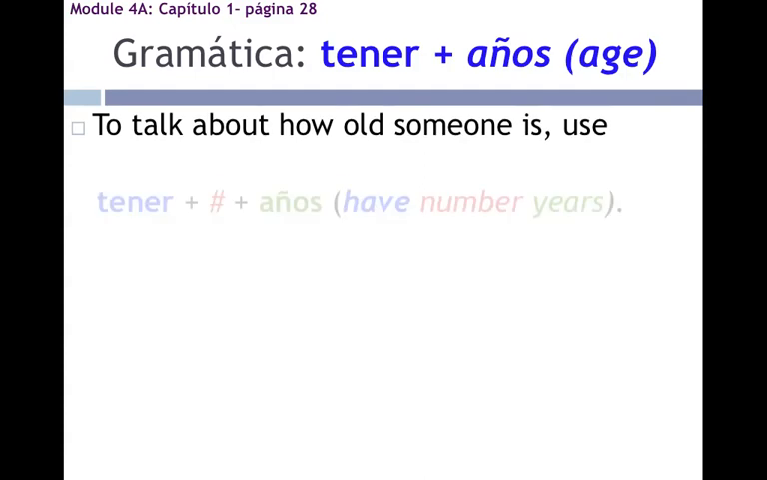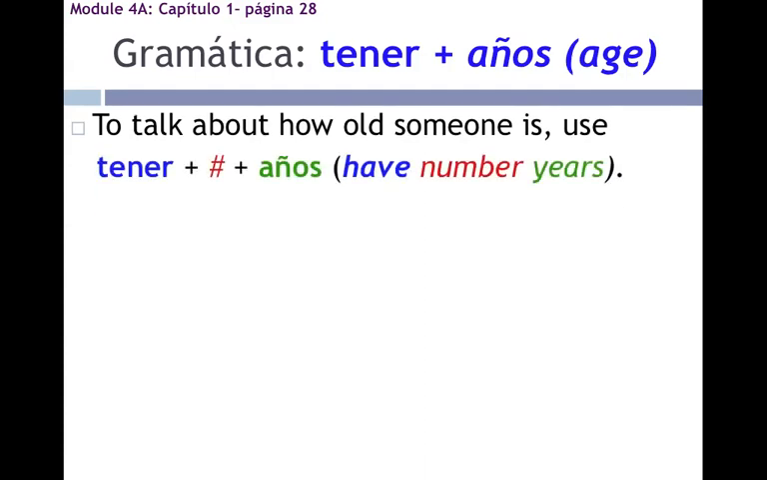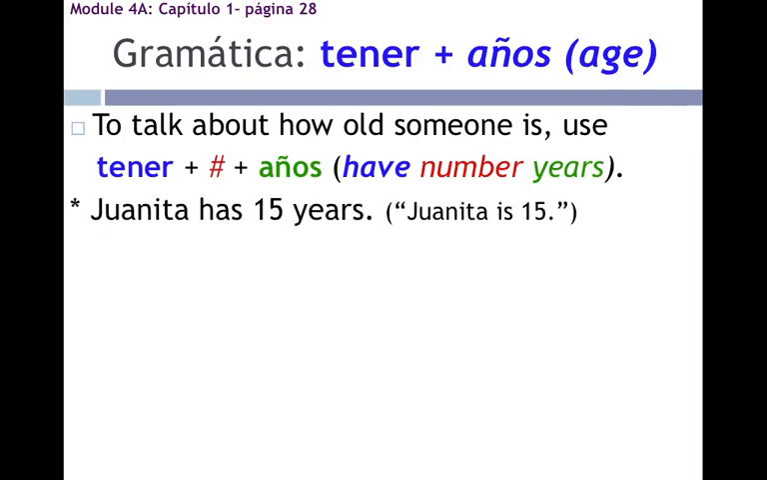Now let's talk about tener plus años, to give age. To talk about how old someone is, you use tener plus the number plus the word años. So a person has a certain number of years. Por ejemplo, Juanita has 15 years. We would say Juanita is 15. But if you said that in Spanish, Juanita es 15, you would have just turned Juanita into the number 15. She is no longer Juanita, that young girl. She is actually the number 15 walking around. Works very different in Spanish.